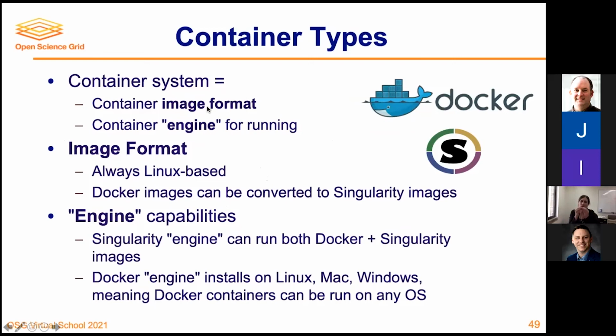But what it breaks down to is that each implementation has its own image format. So there's Docker images and Singularity images. That's like the authoritative recipe for the running container, and an engine for actually running the containers that can take the image and make it into a working environment. Docker images can be converted to Singularity images. So a lot of people, even if they're going to use the Singularity engine, will create a Docker image because you can convert it if you need to.